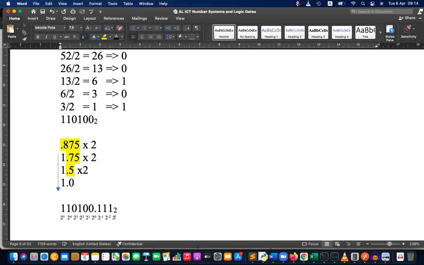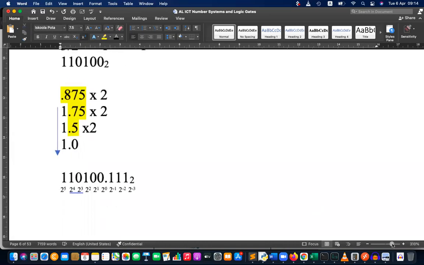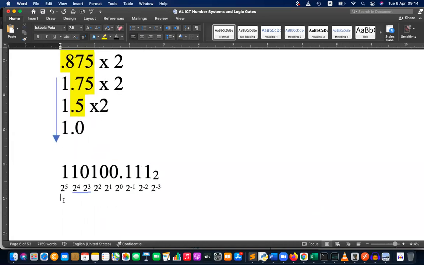Minus 3. So this is the pattern. Can you tell me the values related to that? 2 to the power 5 is 32. 2 to the power 4 is 16. 8. Half of that, 2. Half of that, 1. Half of that, 0.5. Half of that, 0.25. Half of that, 0.125. Then you have to add all these.